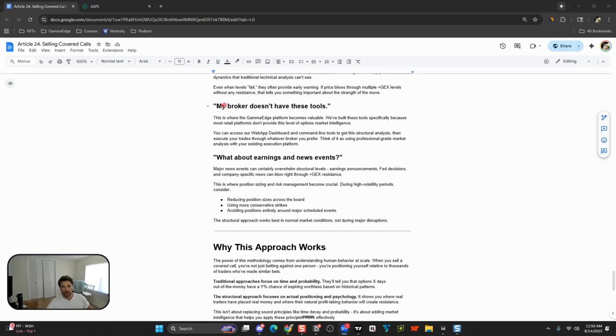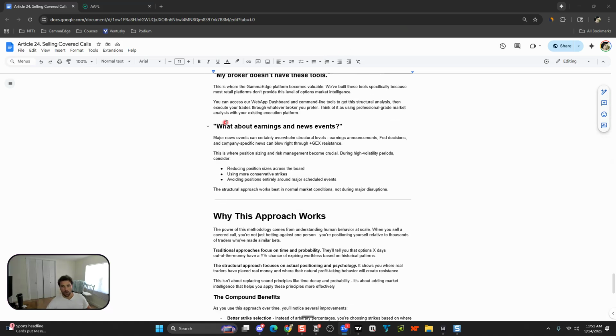So another thing we get is, my broker doesn't provide these tools. And so that's kind of like, duh, it makes sense because this is something that we've created and why we think our platform is valuable to you. Right. And we built these tools because most retail traders don't have access to this depth of options analysis. And so again, that's why you can access our web app. You can access the Discord bots to generate these levels for your trading to make ultimately better, more informed decisions.